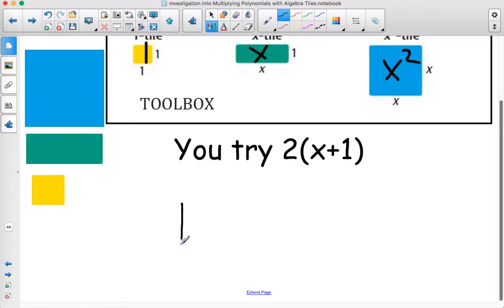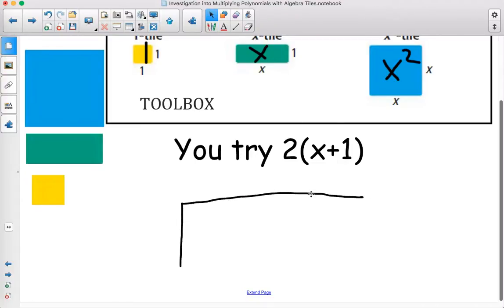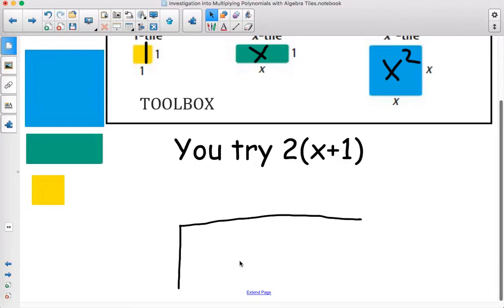So you need something that's length 2, and then something that's length x plus 1 on the other side. And then I want to know what's going to be the area underneath. So pause the video now, come back after 2 minutes, and everyone's had a chance to try.